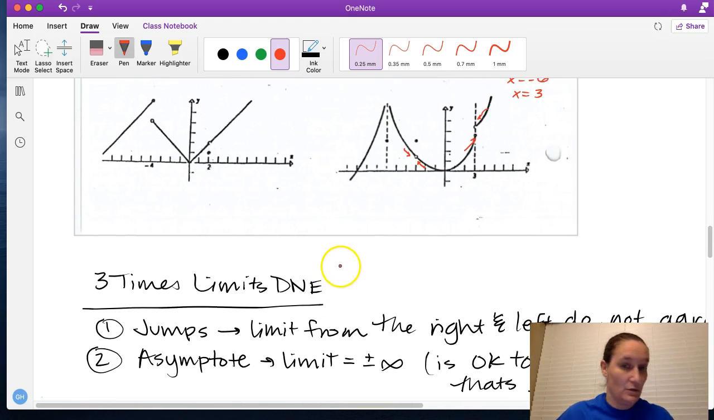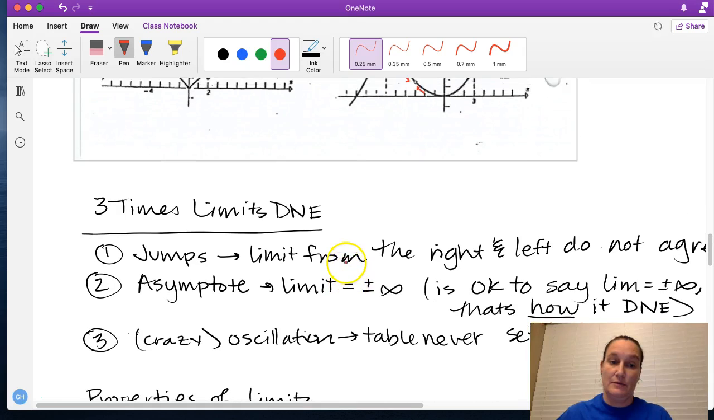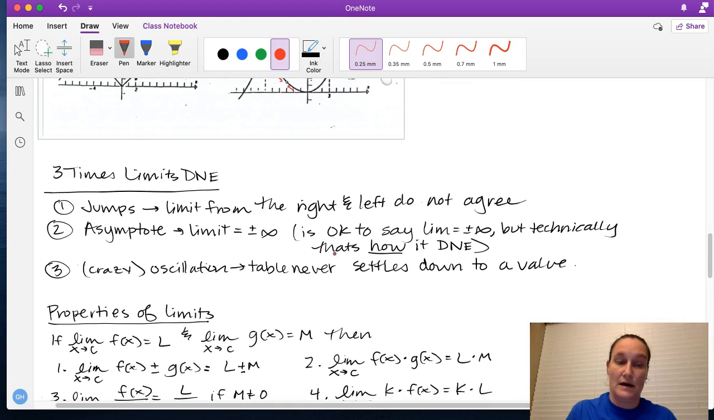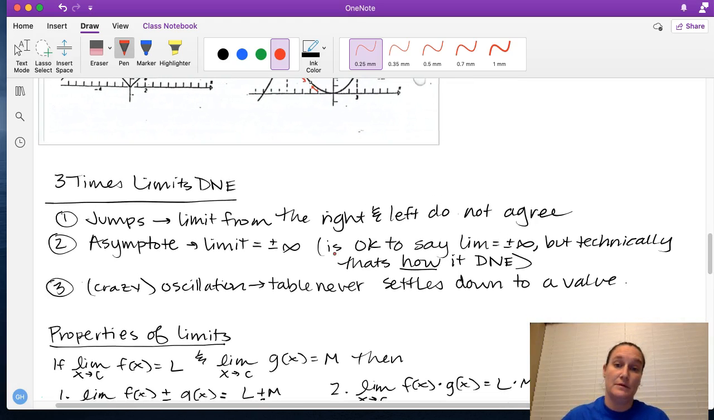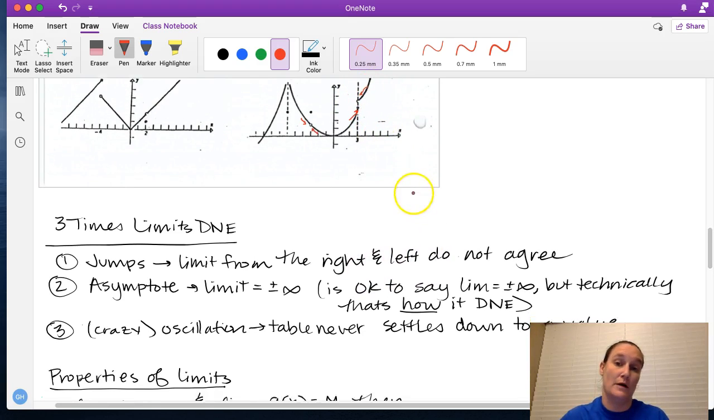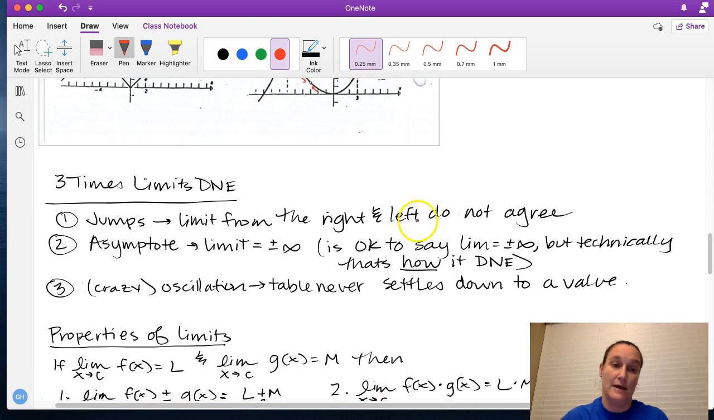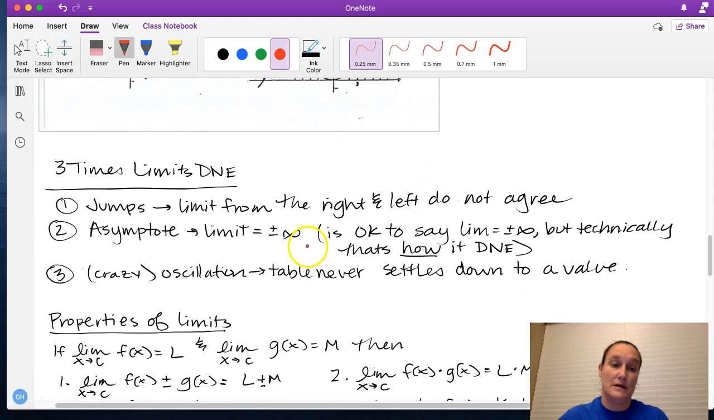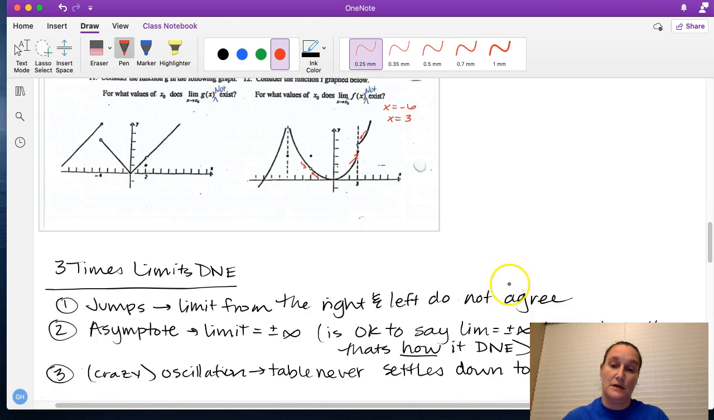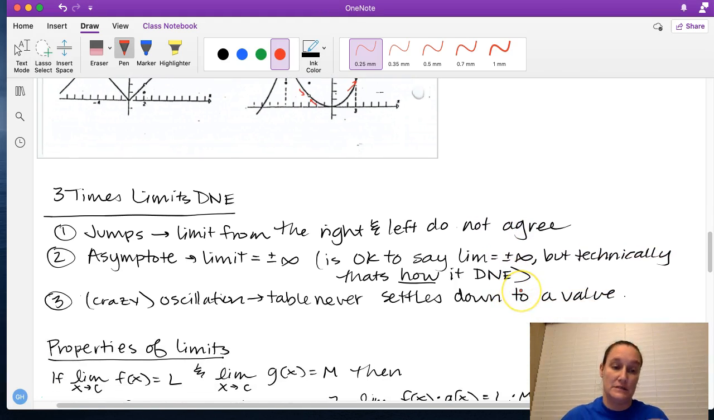So just really quickly with this, before we get into the properties of limits, there are 3 times limits do not exist. We've kind of seen this on the graphs. The first is a jump, where the limit from the right and left do not agree. So this is an example of that. The first problem that we did, number 2, was an example of that. The second one is an asymptote. The limit equals plus or minus infinity. It's okay to say that the limit equals plus or minus infinity like I did up here. That's okay to say, but technically that's how it doesn't exist. It's not that it exists, it's how it doesn't exist.